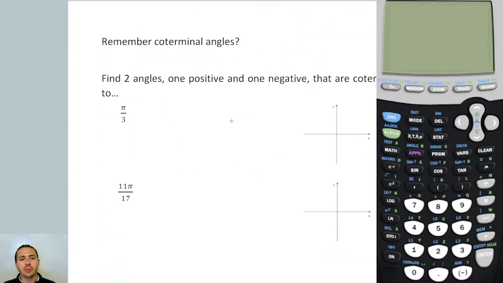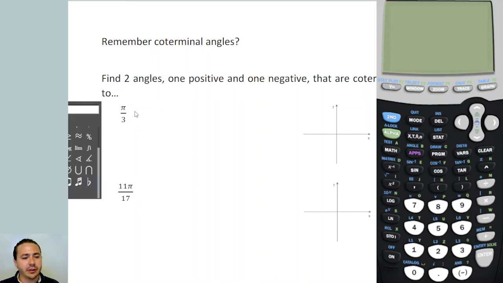So remember those coterminal angles where you had angle measures that had the same terminal side? Well, I'm going to ask you that exact same question, but in terms of radians rather than degrees. When we were in degrees, we either added or subtracted 360 degrees from the given angle to find coterminal angles. We're going to do the exact same thing here, except instead of adding or subtracting 360, we are going to add or subtract 2 pi radians.